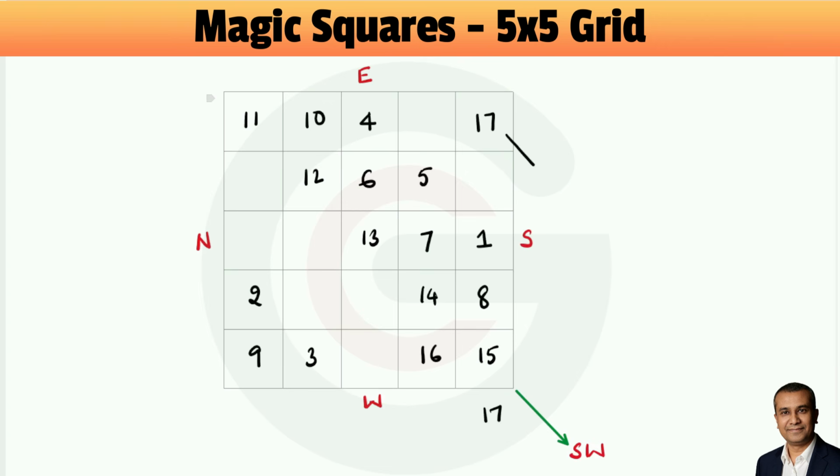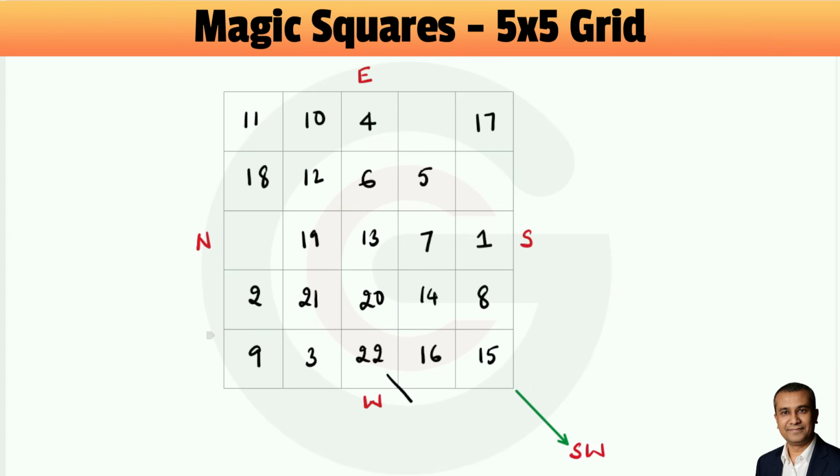Again from 17, moving diagonally, we are coming outside of the grid. So I cannot write 18 here. So I need to move towards extreme north towards the left and then write 18 here. Again from 18, moving diagonally, I can write 19. Again diagonally, write 20. Now when I try to move diagonally from 20, I have an obstacle. 16 is already written in this box. So I need to move towards the left and then write 21. Again from 21, move diagonally and then write 22 in this box.